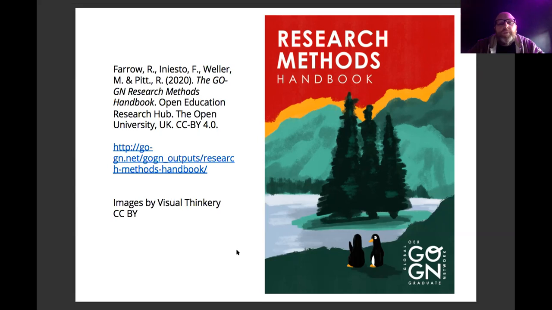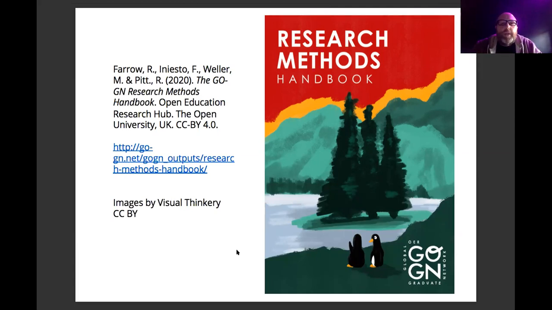So there are two parts to the handbook. The first part, which was written by the GoGN team, covers some of the theoretical basis for doing research, some of the philosophical foundations of research. I think it tries to explain why it's complicated, take you from that point to a more structured way of looking at it, and a way of working from just an idea through a research paradigm through to a research design.